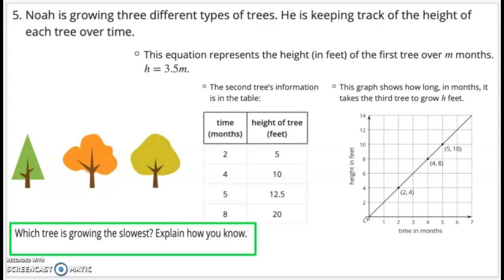The question you are asked to answer is which tree is growing the slowest, and explain how you know. So your answer is going to say first tree, second tree, or third tree. And then you have to give an explanation as to how you know that it's growing the slowest. My hint for this would be rate of change.